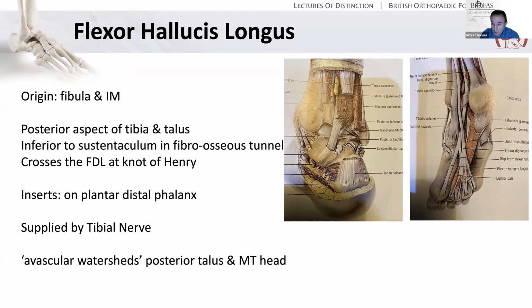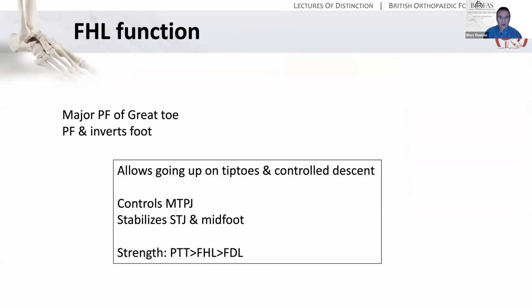Again, vascular watersheds have been described, and these are at the back of the talus and around the region of the metatarsal head. So as we know, what does it do? It's the major plantar flexor of the great toe. It plantarflexes and inverts the foot, and this allows you to go up on your tiptoes and to control going back down. It controls the MTP joint, obviously, but it also acts to stabilize the subtalar joint in the midfoot.